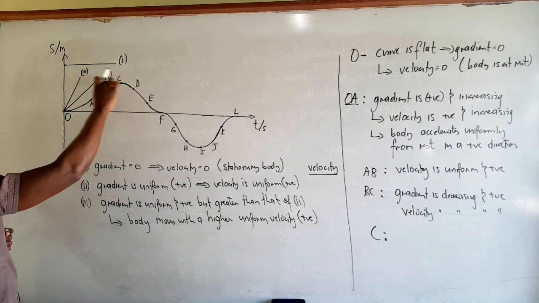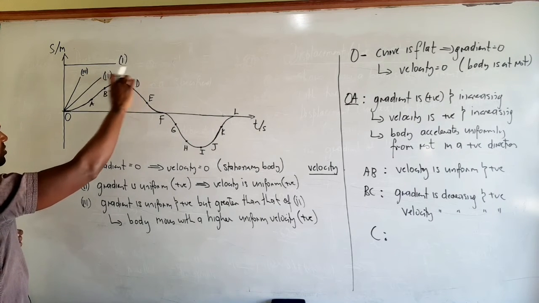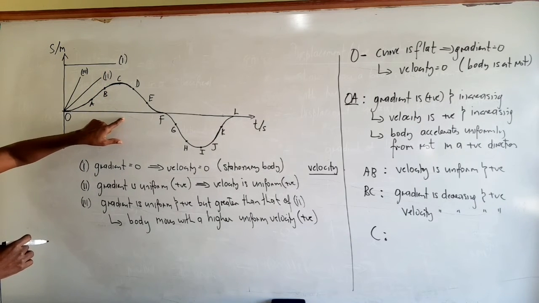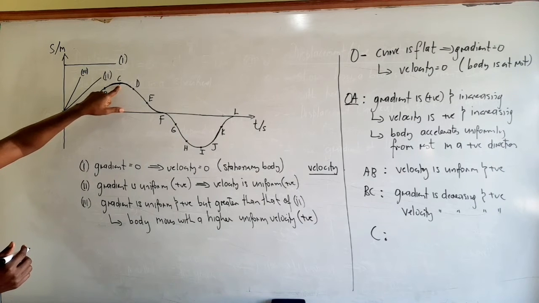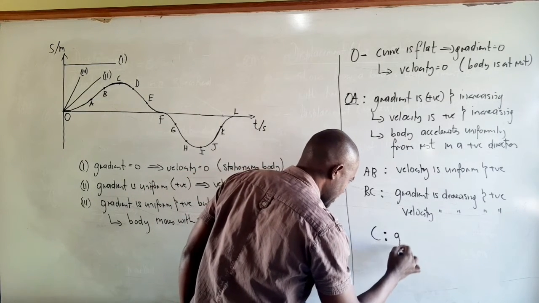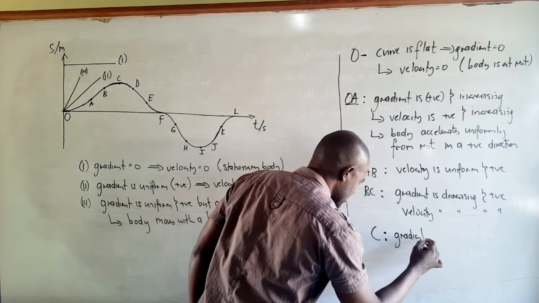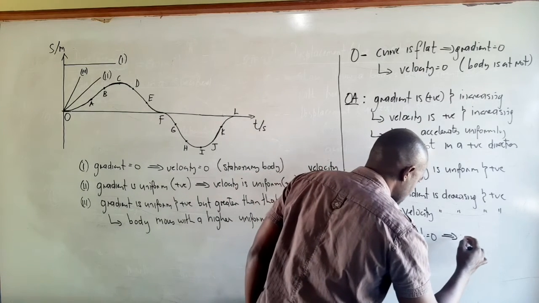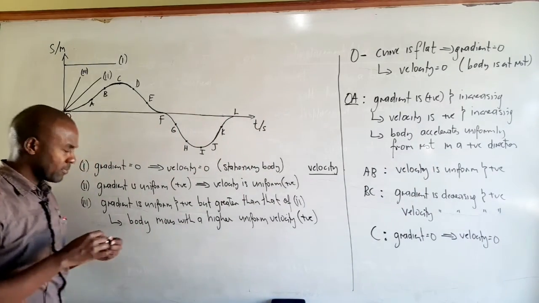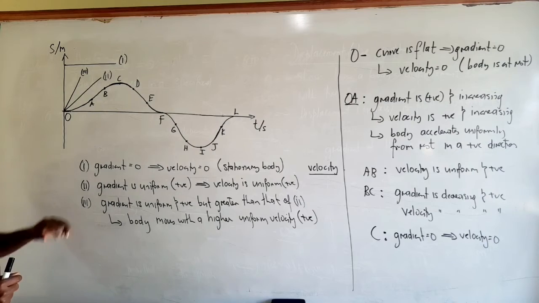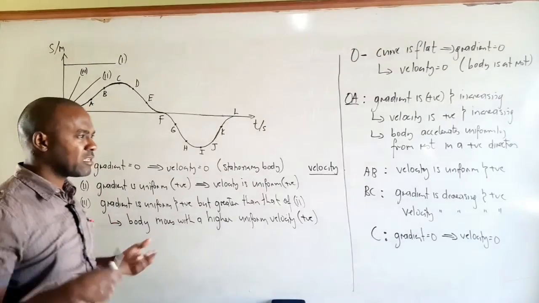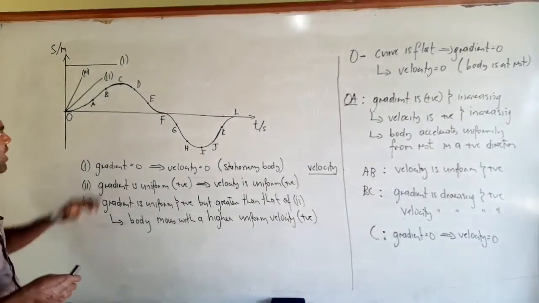Now at C, the curve or the graph is flat. If we were to draw a tangent to the curve at C, it would be a horizontal line, it would be parallel to the graph in 1 and also the x-axis. So at C, the graph is flat, which means the gradient is 0. And this of course means that the velocity is equal to 0. Alright? So at C, the graph is flat, the gradient is equal to 0, which means that the body's velocity is equal to 0. And because the body's velocity is equal to 0, that means the body has come to rest.